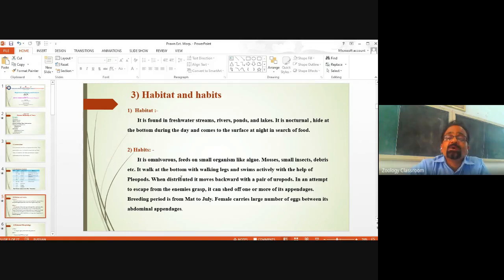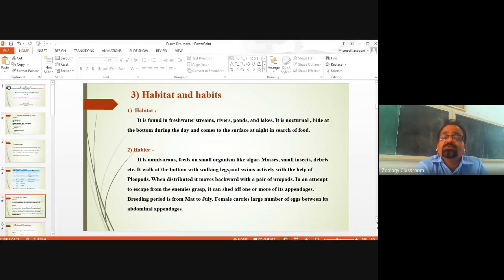It walks at the bottom with the help of its walking legs. So two types of locomotion are exhibited by the prawn. Whenever it is at the bottom, it walks with the help of walking legs. But whenever it is in the water column, it swims with the help of pleopods. Now, what are these pleopods? These are the abdominal appendages. How many there are and how the pleopod appears, we are going to study in detail later on.